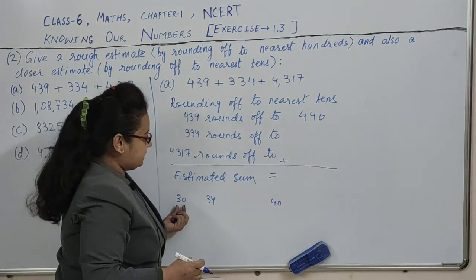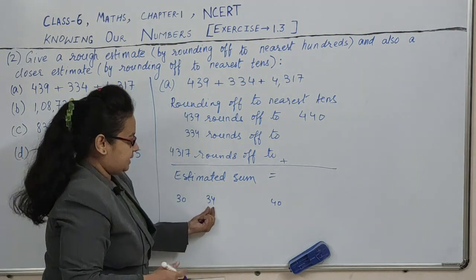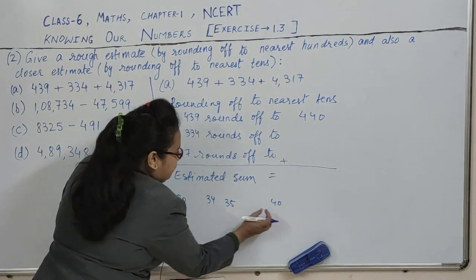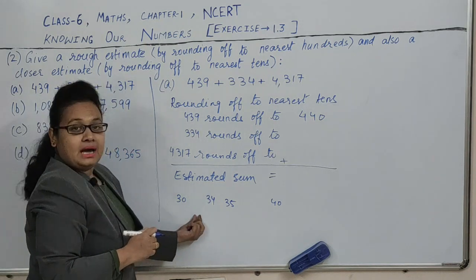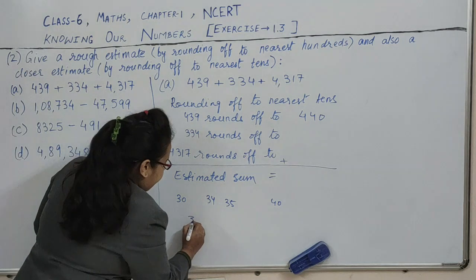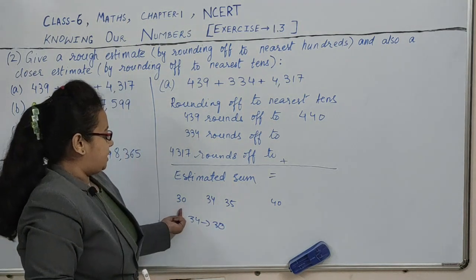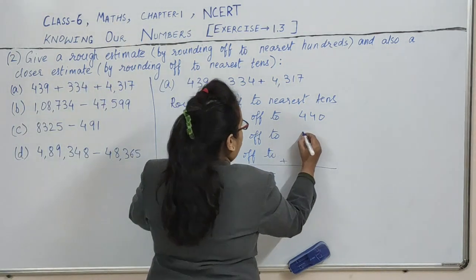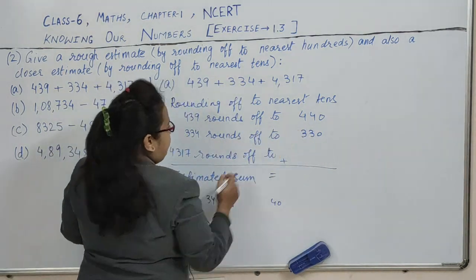These are the tens. 3 tens and this is 4 tens. 34 lies between these, and the middle number for 30 and 40 is 35, and this 34 is less than the middle number, so it is closer to 30. So this 34 will be rounded off to 30, because it is closer to 30. So this 334 will be rounded off to 330 because 34 is rounded off to 30.